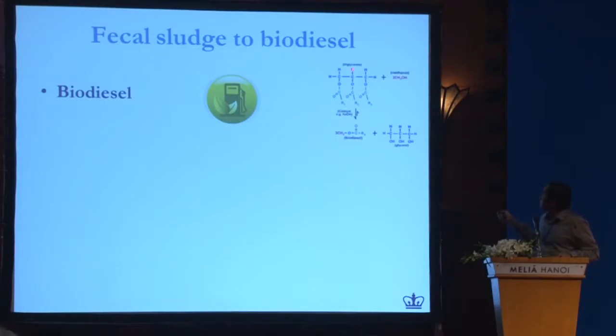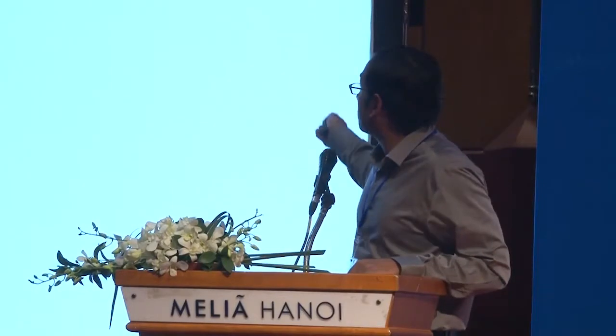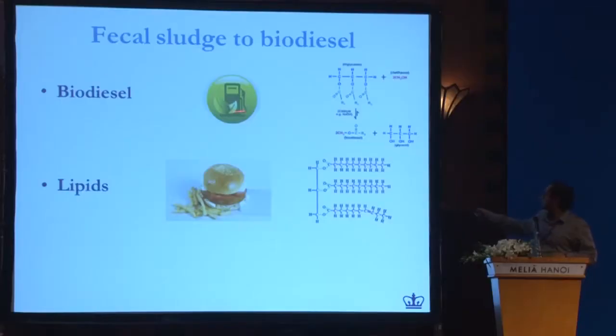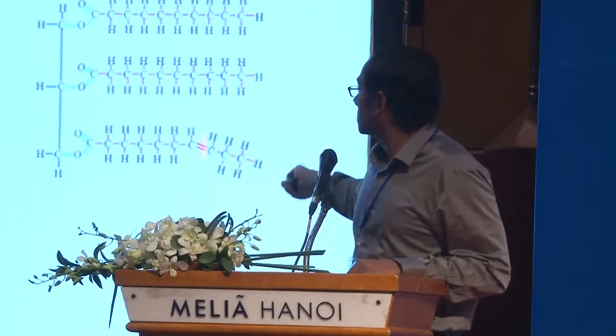Essentially, biodiesel is formed by the combination of fat, triglycerides, and methanol, which is a very simple chemical molecule containing just one carbon. That's biodiesel basically. And this is what we are trying to make from fecal sludge, from the organics of fecal sludge. Now, what are lipids? Biodiesel is formed by the combination of lipids, fat, triglycerides, and methanol. What are lipids? Lipids are essentially long-chain acids which have a glycerol backbone.